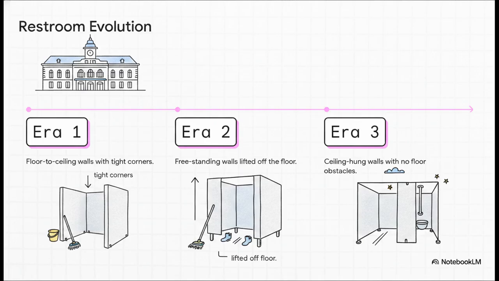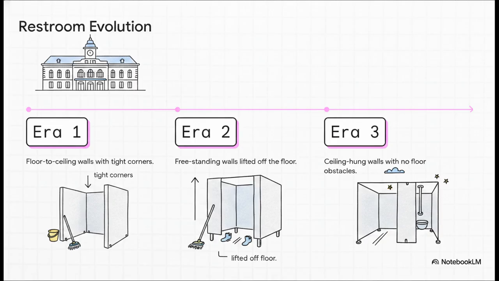And that brings us to a brilliant historical example taking place in older European train stations. Let's look at the grand evolution of restroom design. Okay, so era one, we had those standard floor-to-ceiling walls for bathroom stalls. These were cramped little rooms, and because the walls met the floor, they created these incredibly tight corners that were, quite frankly, a nightmare to clean.